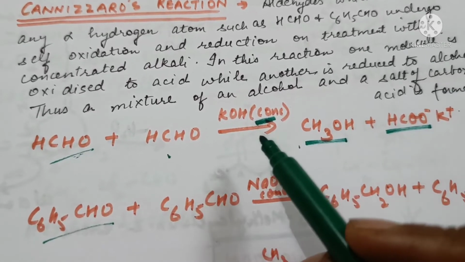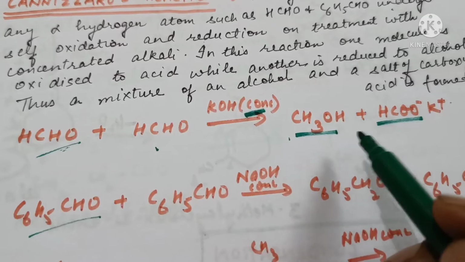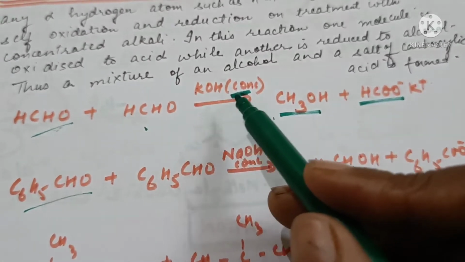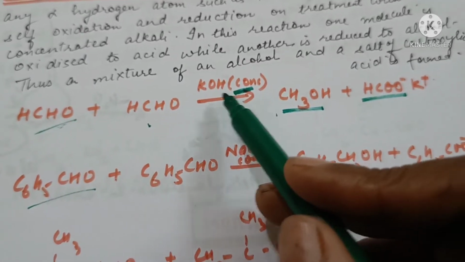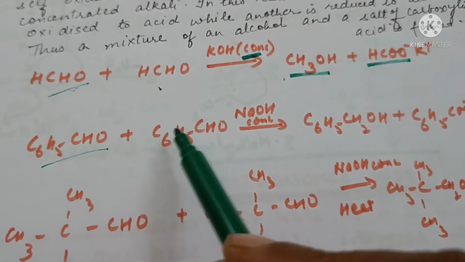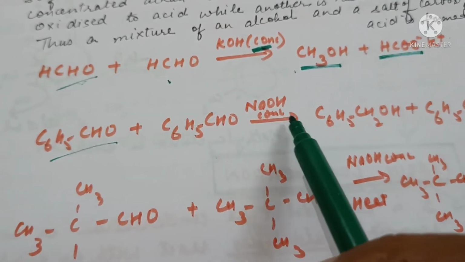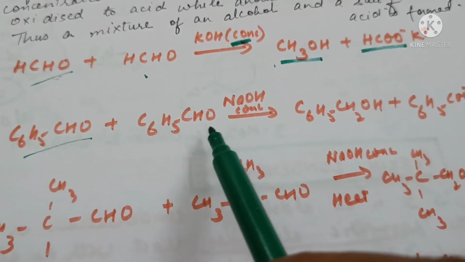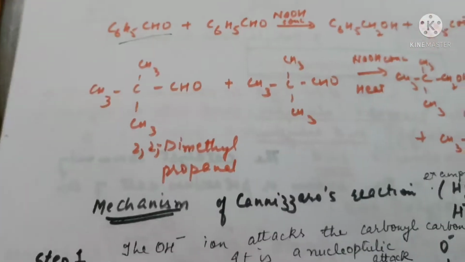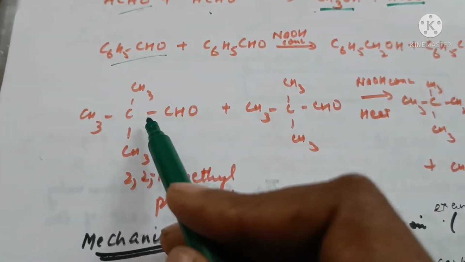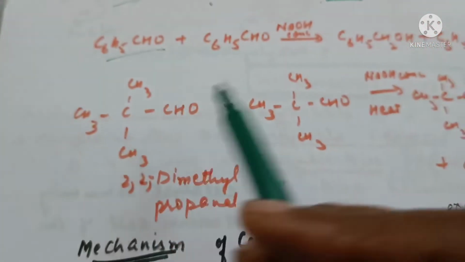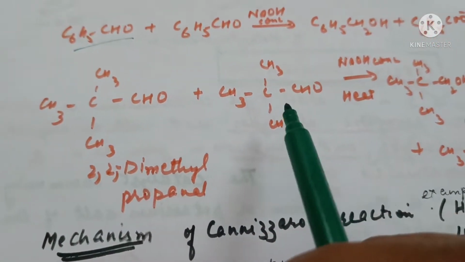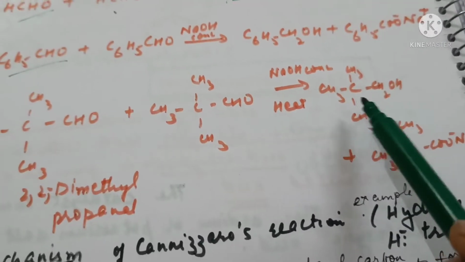So formaldehyde will form methanol and potassium formate on reacting with concentrated potassium hydroxide. Similarly, benzaldehyde on reacting with concentrated sodium hydroxide will form benzyl alcohol plus sodium benzoate. Similarly, 2,2-dimethyl propanal does not have any alpha hydrogen atoms, so it will undergo simultaneous oxidation as well as reduction, forming a sodium salt and an alcohol.